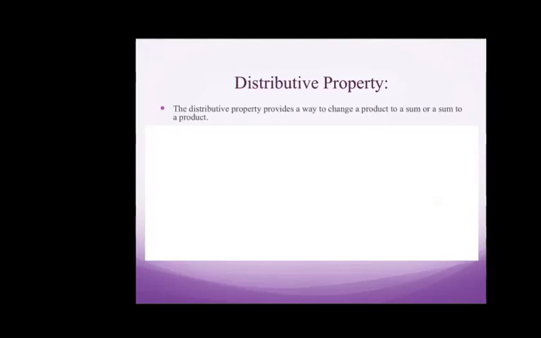The next property we're going to look at is the distributive property. This is the property that you will see the most often in algebra. Distributive is to distribute. The distributive property states that this property provides a way to change a product to a sum or a sum to a product. It's commonly referred to as the distributive property of multiplication over addition. That's a mouthful, but let's take a look at what it looks like.